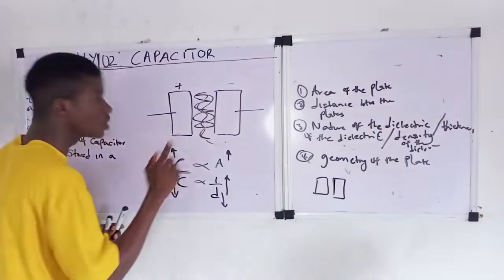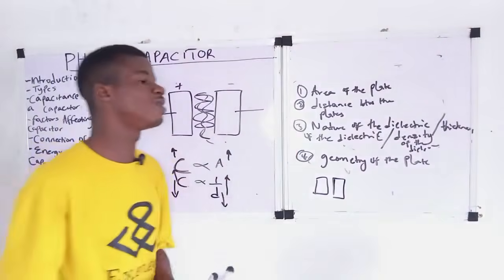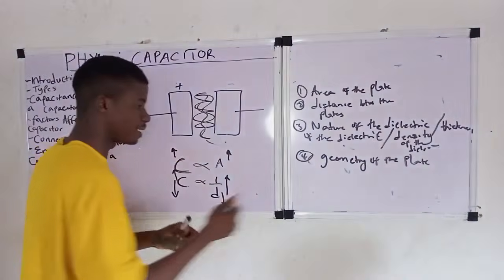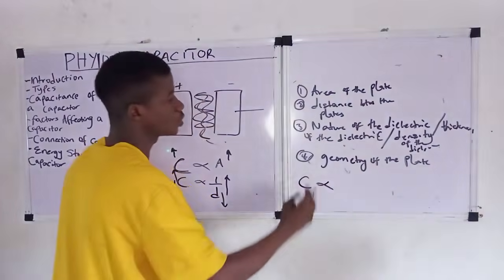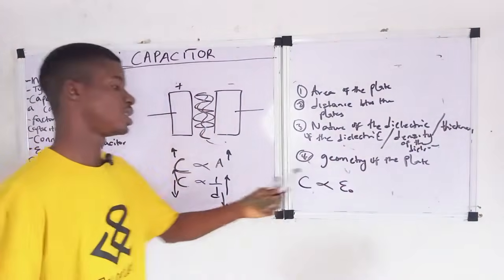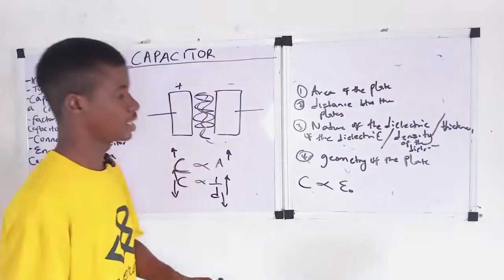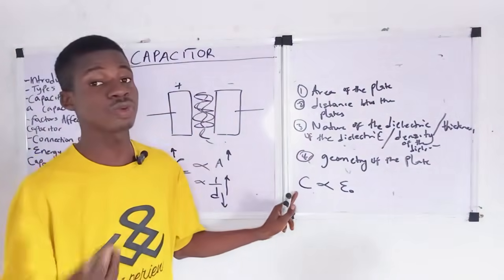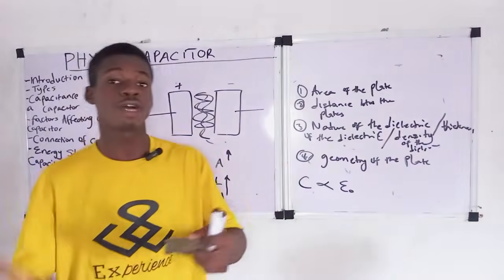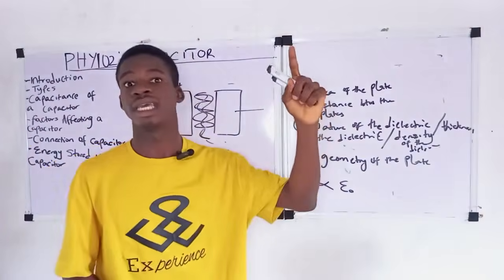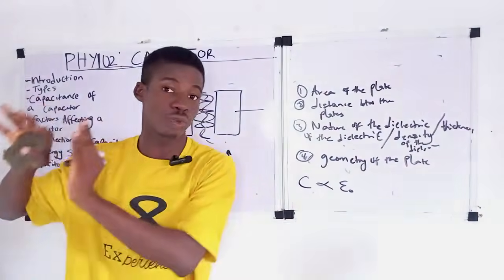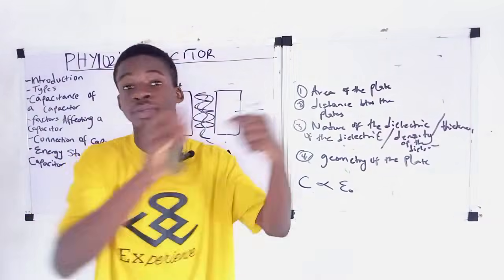So now move to the next one. Nature of the dielectric. The capacitance of the capacitor is directly proportional to the dielectric. When two quantities are directly proportional, it means that if one is increasing, the other one will still be increasing. If one is decreasing, the other one will still be decreasing. Whatsoever happens to one of them, the same thing will happen to the other.